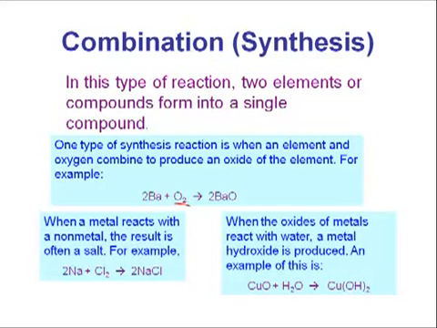For example, if you take a metal and react it with a non-metal, often a salt is formed, such as in this case, where we take sodium and mix it with gaseous chlorine to make sodium chloride. Sometimes we can make hydroxides if we take metal oxides and mix them with water, and a hydroxide is produced, such as this case, which would be copper II hydroxide. All these have two things in common: they both have two reactants and one product.